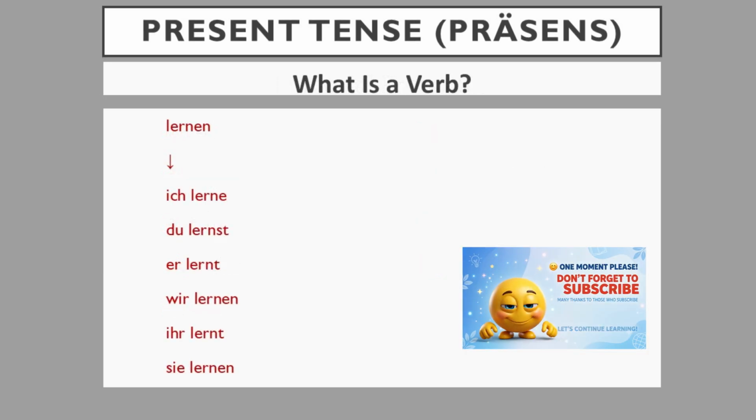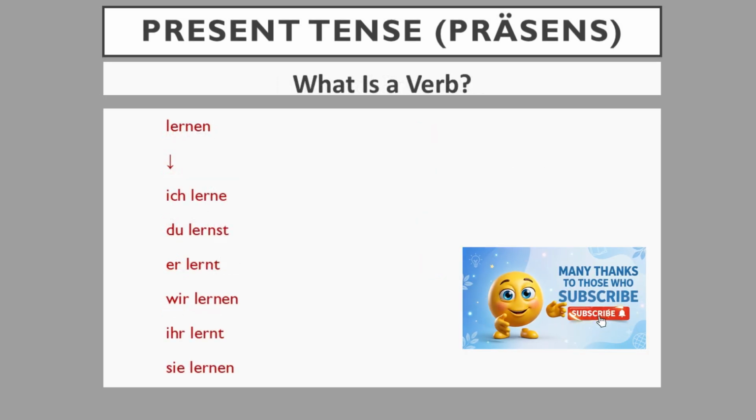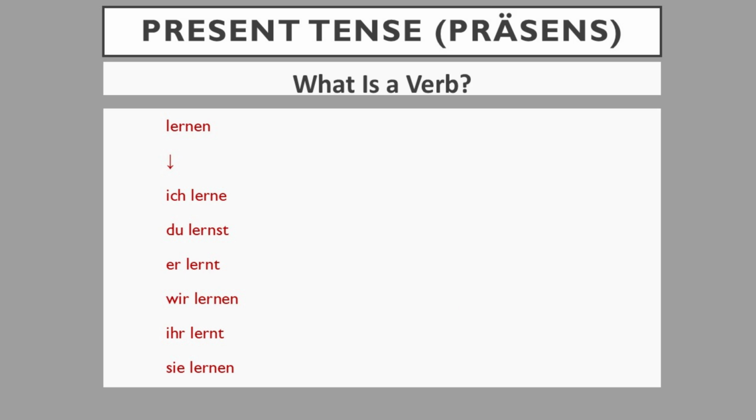For example, the verb conjugation for lernen is: ich lerne, du lernst, sie/es lernt, wir lernen, ihr lernt, sie lernen. Notice the changes at the word endings.